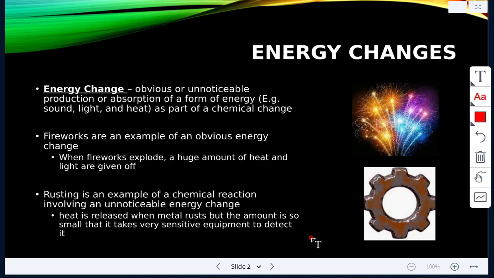Something that may be unnoticeable, with heat, is rusting. Rusting is an example of a chemical reaction, but it's an unnoticeable energy change because there's still heat being released when metal rusts, but the amount is so small that it takes very sensitive equipment to detect it. But in both cases, heat was being released.